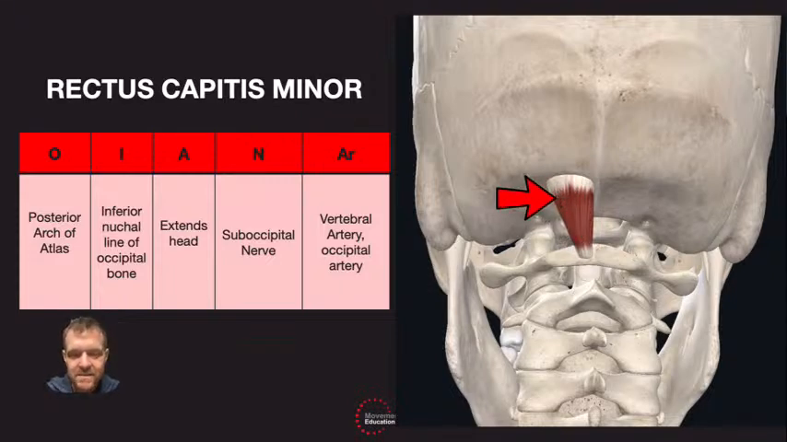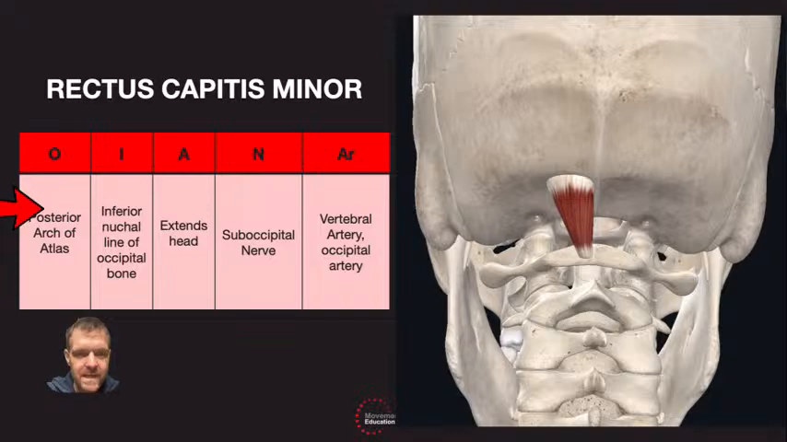When you see the cadaveric specimens in a second, I doubt that very much. Okay, so if we have a look at where this attaches, your inion is going to be around here, so that's your bony protuberance on the base of the skull. Just tucked underneath that, we've got rectus capitis minor.